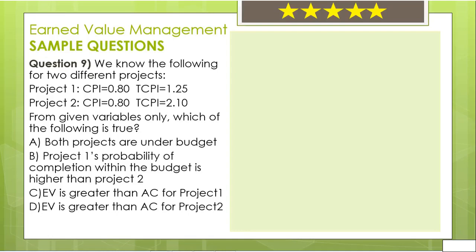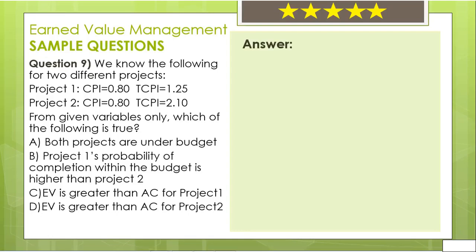A. Both projects are under budget. B. Project 1's probability of completion within the budget is higher than Project 2. C. EV is greater than AC for Project 1. D. EV is greater than AC for Project 2. What do you think?